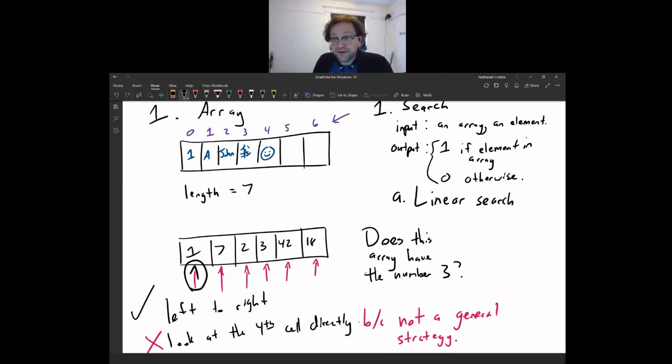Okay, thanks. I'm just talking about the first kind. So this finds exactly the element if it exists. Otherwise, it returns no, it doesn't exist. Okay. So that's a linear search.